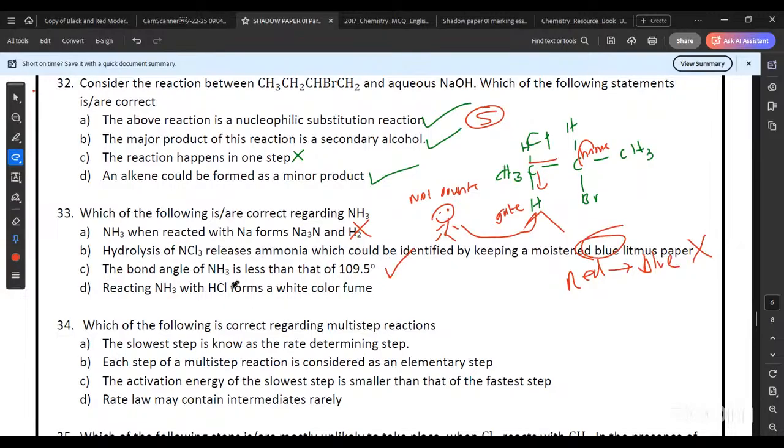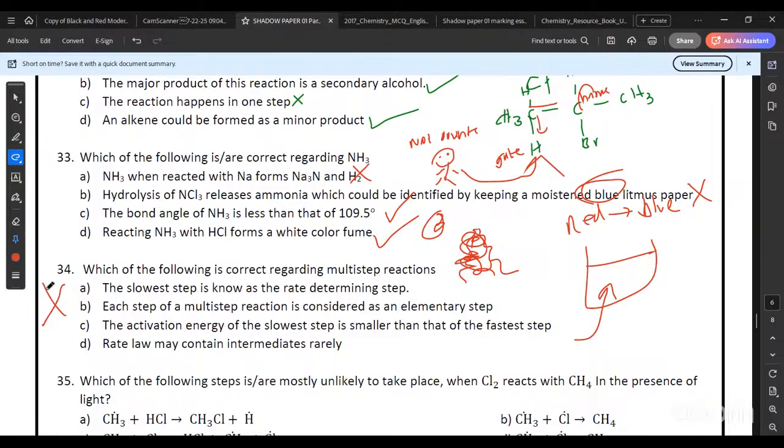109.5 degrees. That is correct. Reacting ammonia with HCl forms a white color fume. That is also correct. Generally, this statement is correct. But if you bubble ammonia through HCl solution, it won't form a white color precipitate. What they mean is when you keep ammonia smoke and HCl smoke together, it will form ammonium chloride, which will form a white color smoke. But bubbling ammonia through HCl won't give a white color precipitate or anything. Just keep that in your mind. So, in general, you can take it as correct. Okay, answer 3.